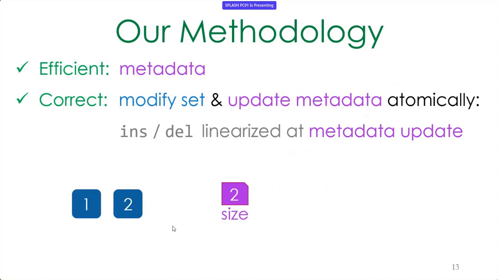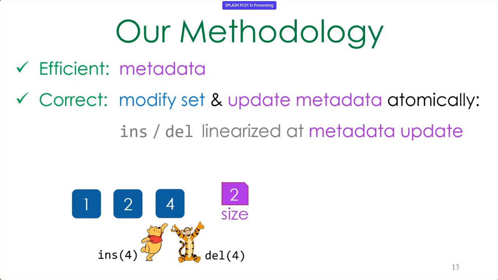For example, if you look at this set, and let's say now Pooh inserts 4 to the set, and he needs to update the metadata. But before he does that, Tigger might start running a deletion of 4. Now, at this point, the insertion by Pooh is not yet reflected in the metadata. So it means that the insertion is not yet considered applied to the set. So Tigger cannot simply delete 4 because you cannot delete an item that has not yet been inserted.